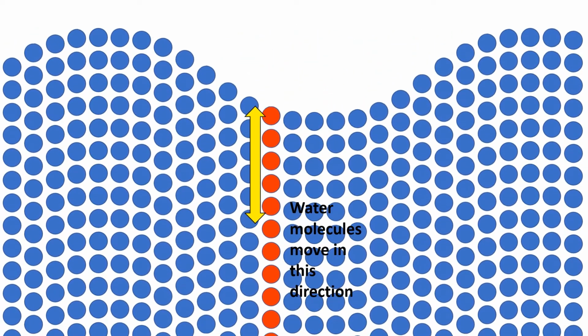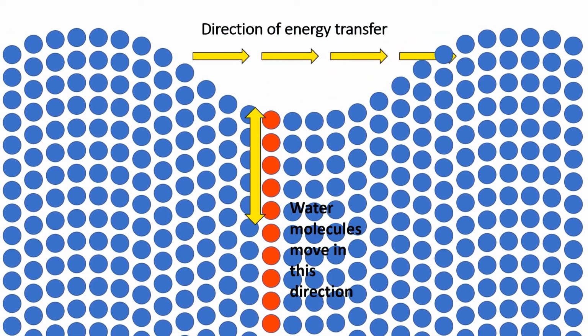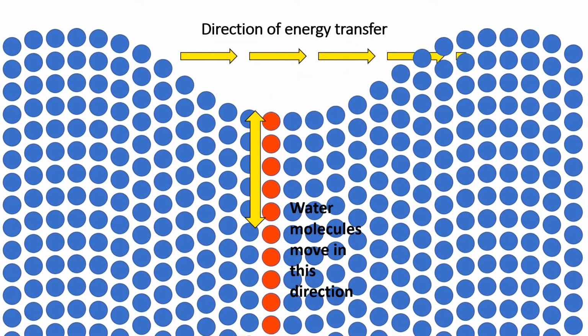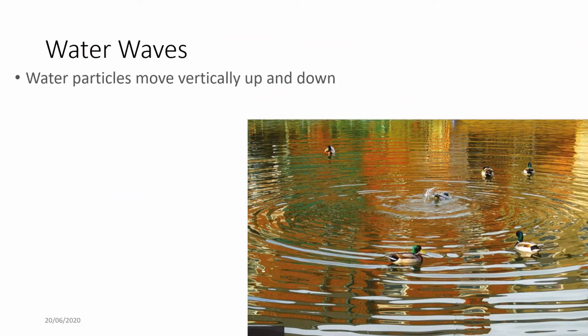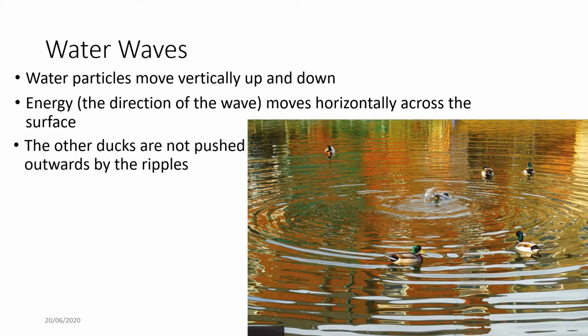And this is easier to see if we just change the colour of one column. Those particles are moving up and down. The wave itself is actually moving across from left to right. So the two directions of the wave and the particles are at right angles. So the water particles move vertically up and down, but the energy, which is the direction of the wave, is moving horizontally across the surface. That means that the ducks are not actually pushed outwards by the ripples, but they simply bob up and down.